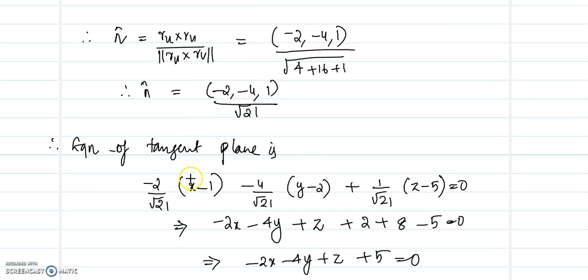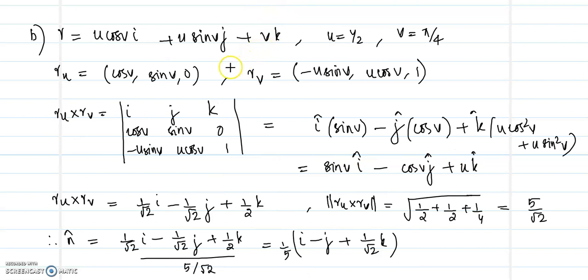Now take the dot product with x minus 1, y minus 2, z minus 5 dot n, equal to 0. When you take the dot product, root 21 will cancel off. So remaining you will get minus 2x plus 2, minus 4y plus 8, then plus z minus 5. Upon simplifying we will get minus 2x minus 4y plus z plus 5 equal to 0.